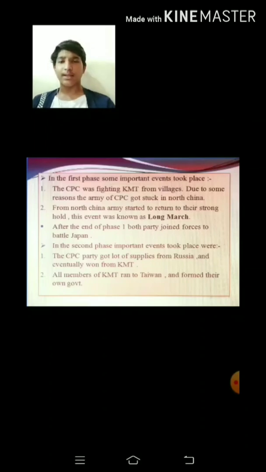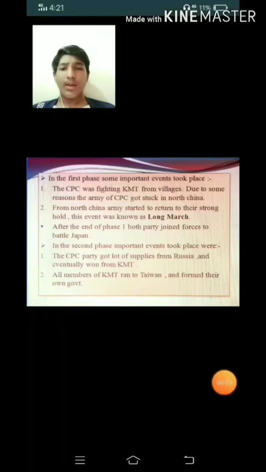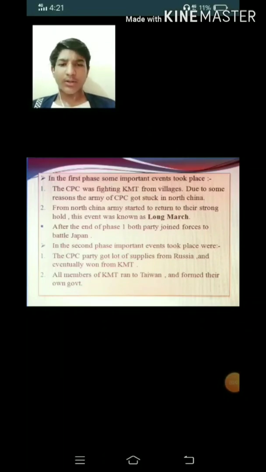So here we should understand that the KMT was dominating. So the CPC was fighting from villages with guerrilla warfare techniques. The CPC had a stronghold in South China whereas the KMT had a stronghold in North China. So while fighting, the army of the CPC got stuck in North China, and from there the army started to return to their stronghold. This event was known as the Long March. This Long March was 6,000 km long, and all along the way, the army of the CPC was fighting the nationalists.